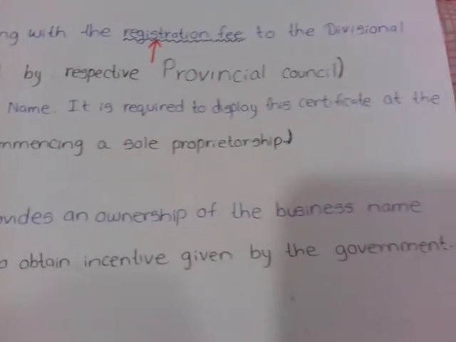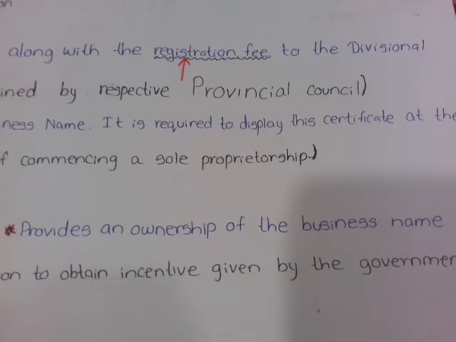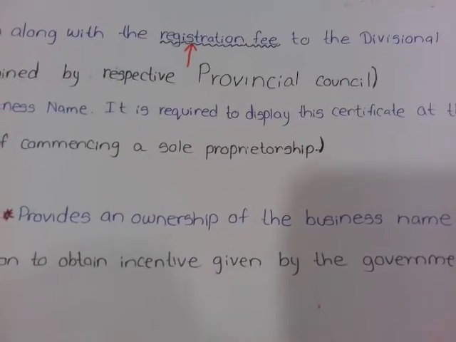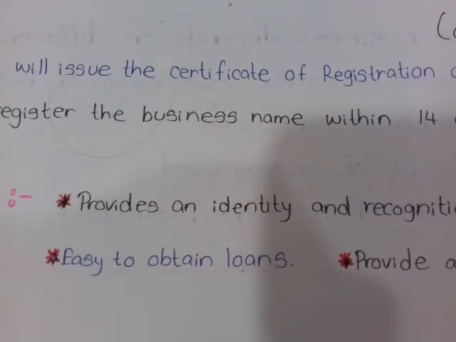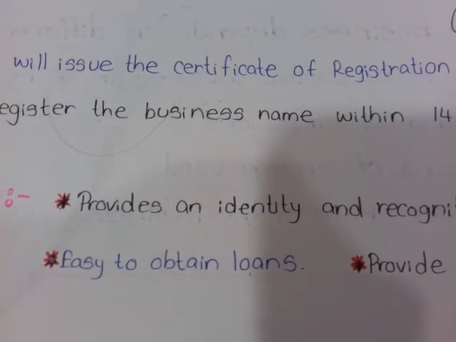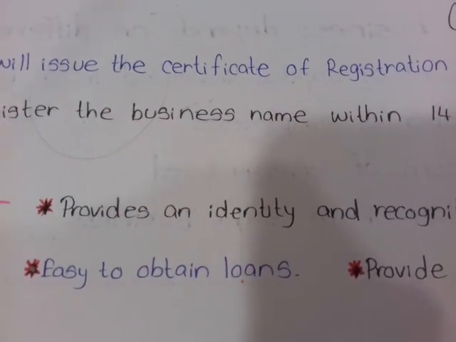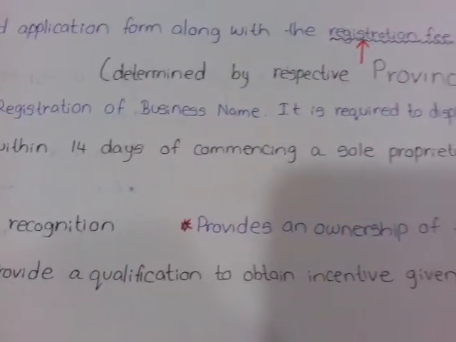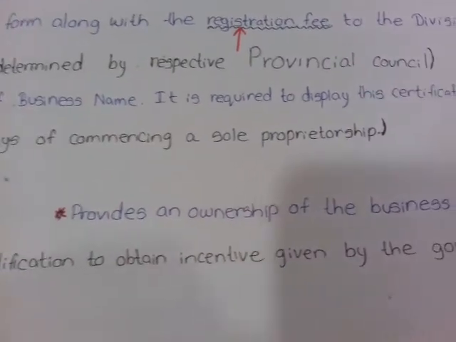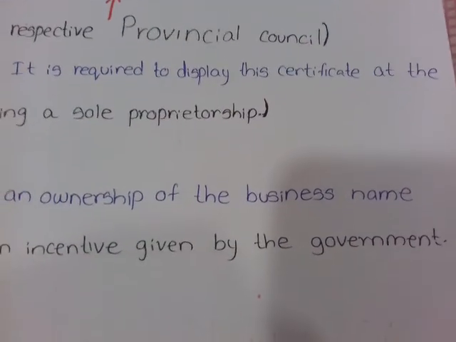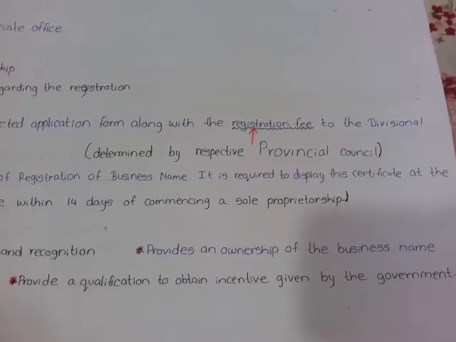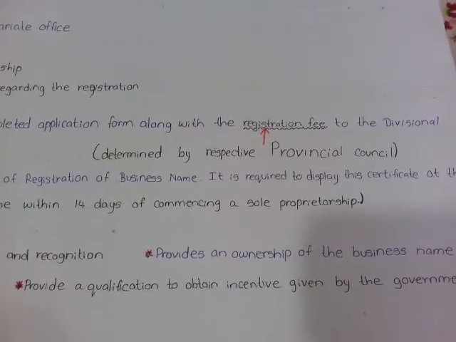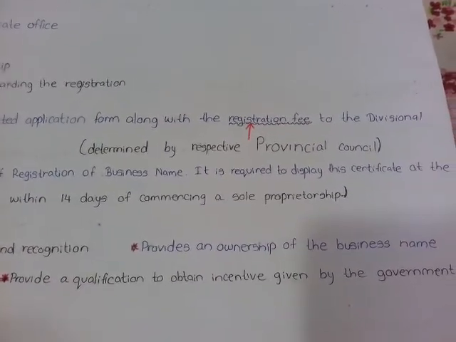And the next thing is, it provides ownership of the business name. Now when there is a business name for the business, it provides an ownership. And the next thing is, easy to obtain loans. If there is a registered name for the business, then it is easy to obtain loans. And it provides a qualification to obtain incentives given by the government. So if the name of the business or the sole proprietorship is registered, it is a qualification to obtain the incentives given by the government.